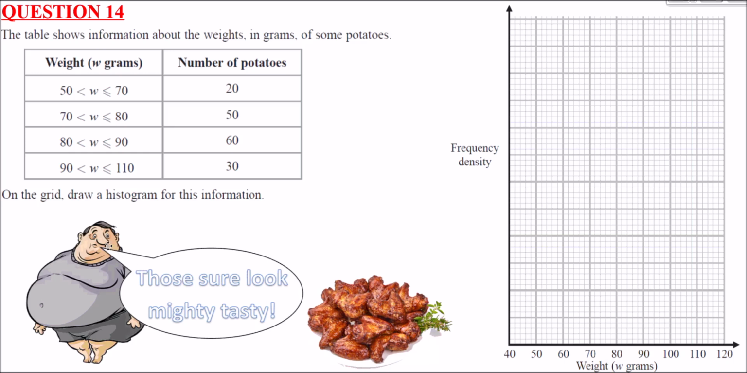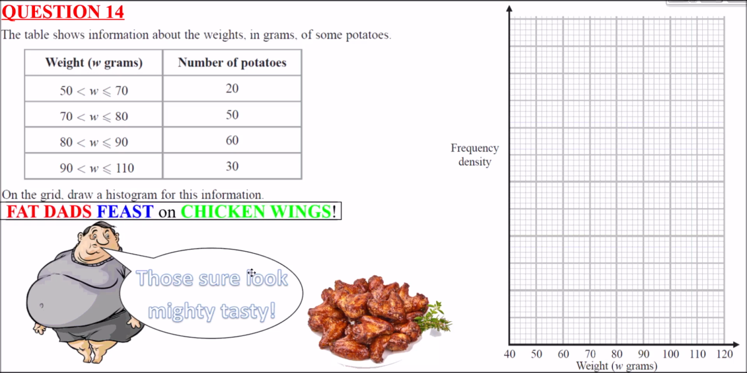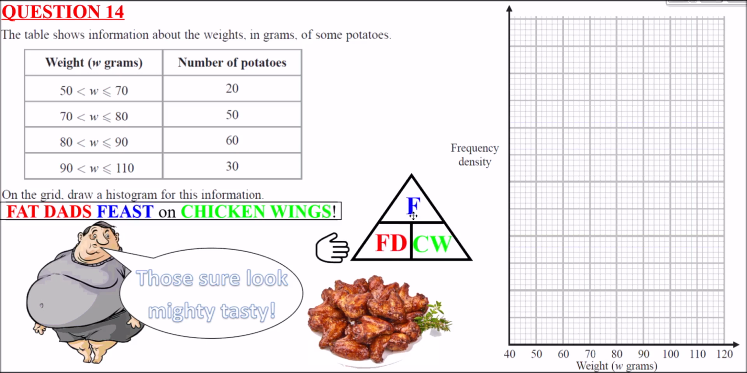So essentially, this fat dad is eyeing up those chicken wings. Why? It's because you should know that fat dads feast on chicken wings. And this is a very particularly stupid way of remembering an equation which is priceless for histograms. If it's a histogram question, it's that frequency density equals frequency divided by class width. Fat dads, frequency, chicken wings.